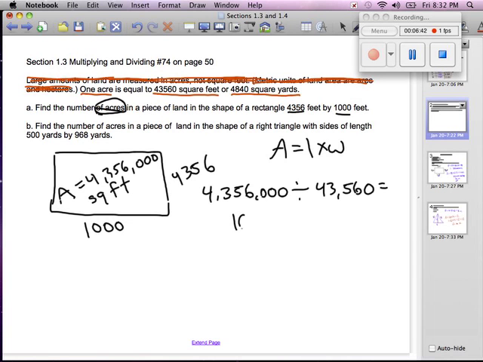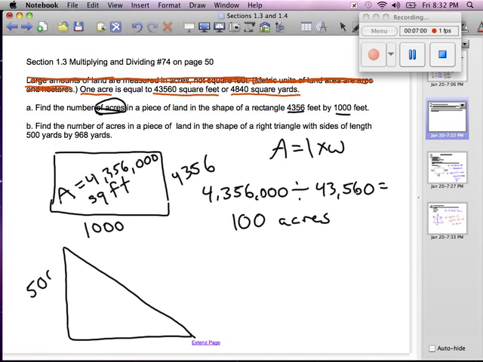And you should get 100 acres. Okay? For B, we're going to have a right triangle. A right triangle is a triangle with a square corner. And this triangle is 500 yards by 968 yards. Doesn't matter which is which.